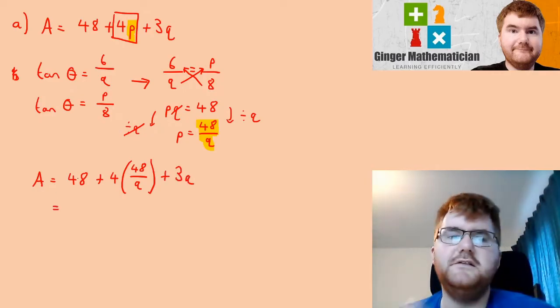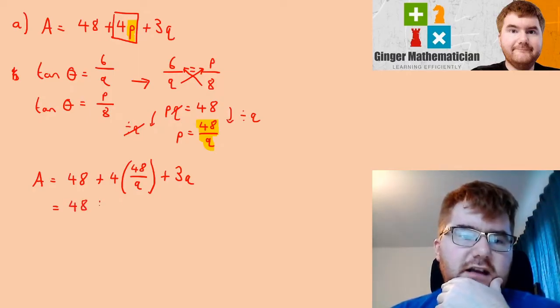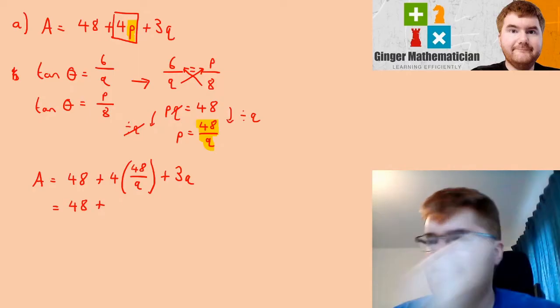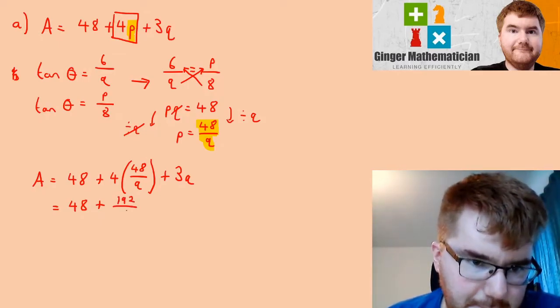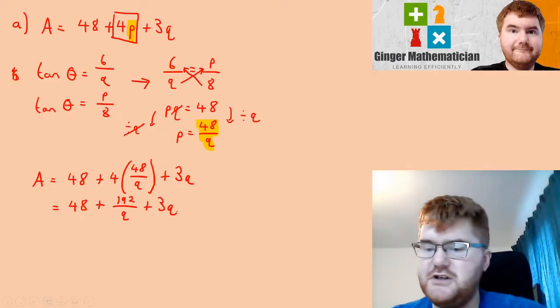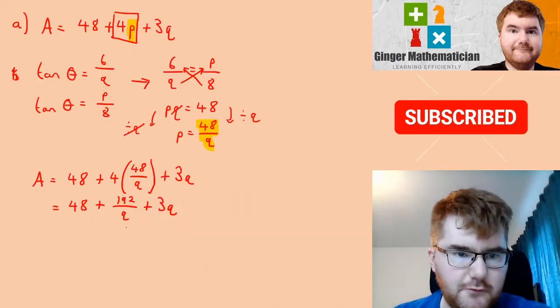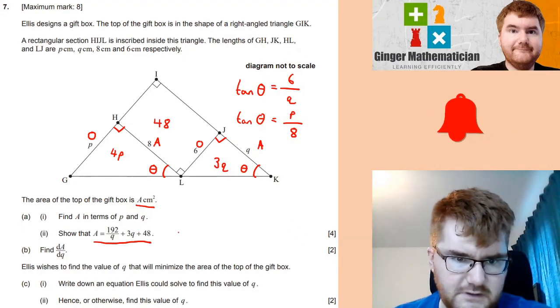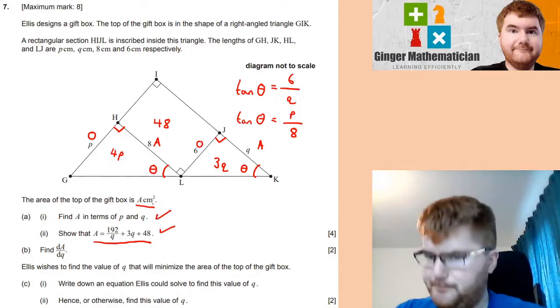And then all we need to do here is just times 48 by 4. So we get 48 plus, now you can obviously do this on a calculator, but 48 times 4 is equal to 192 over q plus 3q, which is exactly what we needed here. Notice it's just in a slightly different order. Okay, so you've got the 48 at the end instead. So we've done this part and done this part.